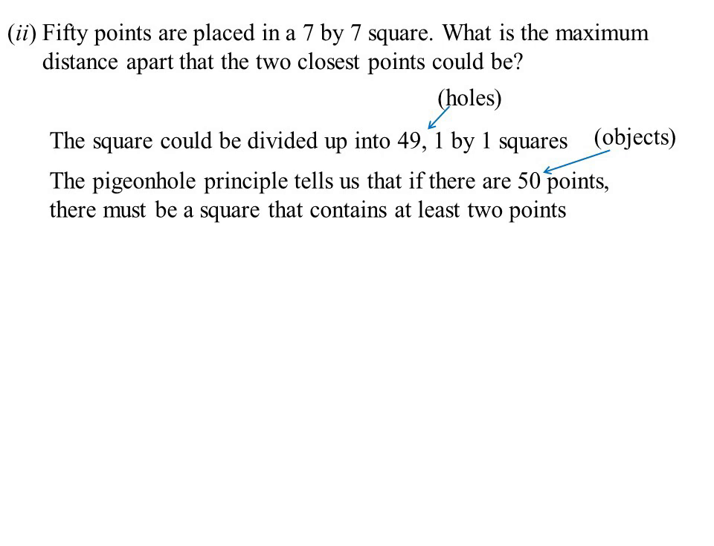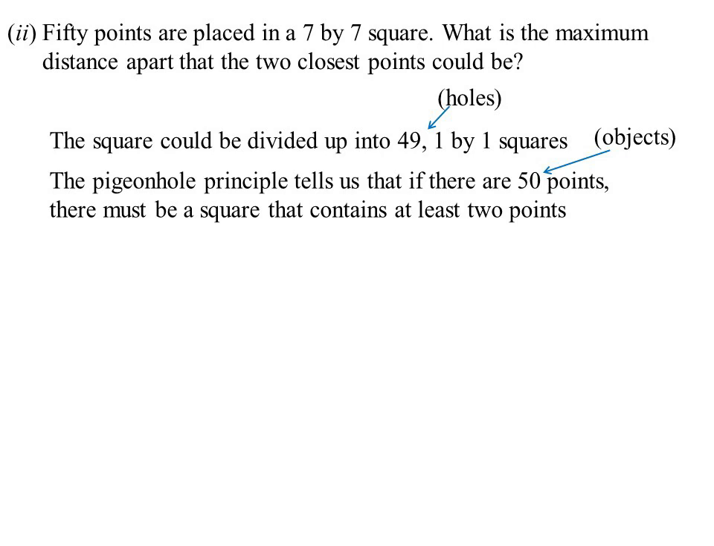Well, because if I had less than 50 points, then it might be there's one in every square. Remember, I want the two that are closest together. So if I can guarantee I've got 2 in one hole, then those 2 points have got to be the 2 closest points. Now the question becomes: what's the maximum distance between those 2 points if they're in the same hole?